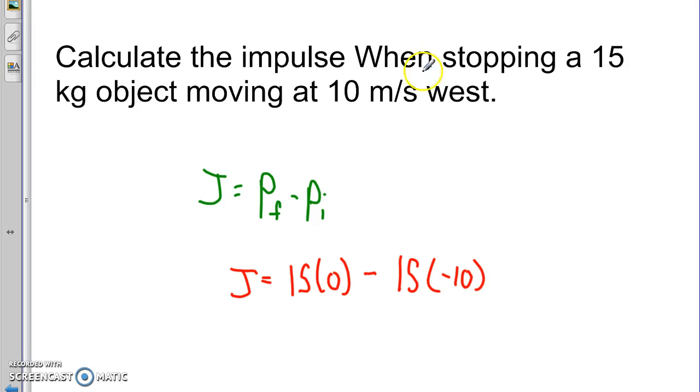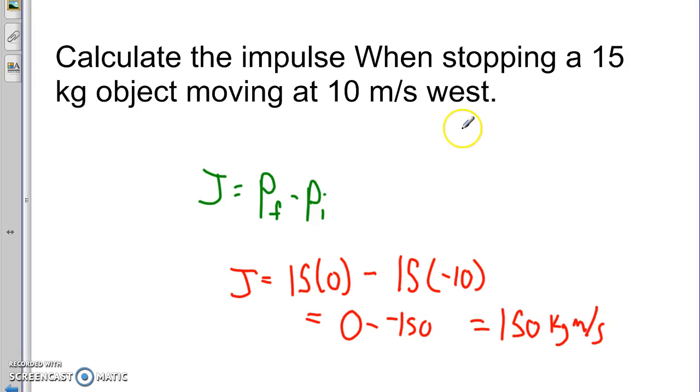Be careful. That's v, which is a vector. So this is going to be 0 minus 15 times negative 10, which is negative 150. So 0 minus negative 150 is just positive 150 kilogram meters per second. Now I said this was a vector, so what is the direction on this vector if it's positive? Well, clearly we're talking east and west, so this would be east. And that should kind of make sense. Think about some object moving west. You're going to have to apply an impulse in what direction to make it stop? Well, you're going to have to apply an impulse east.